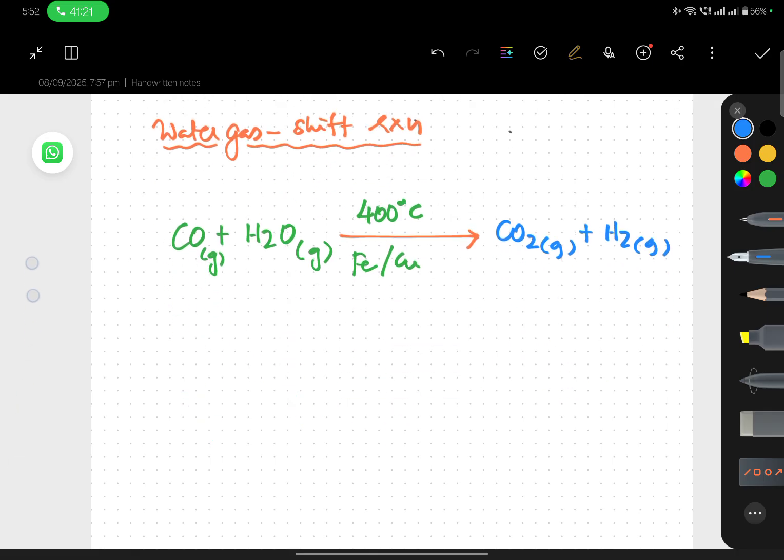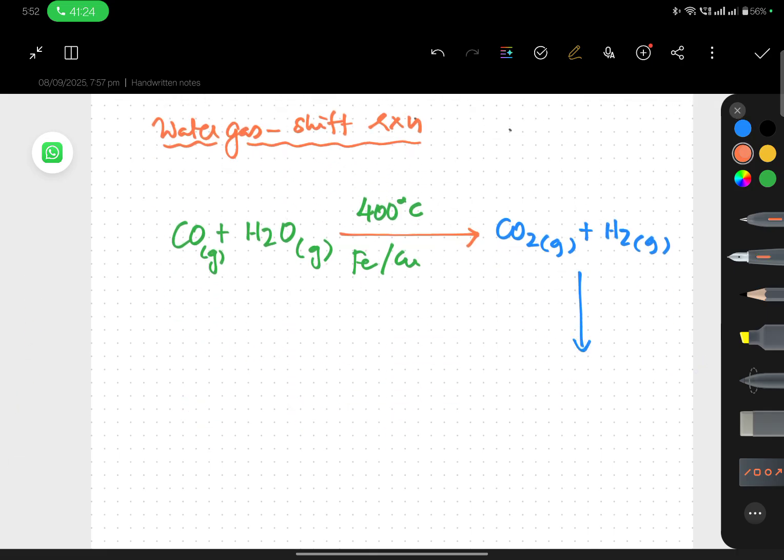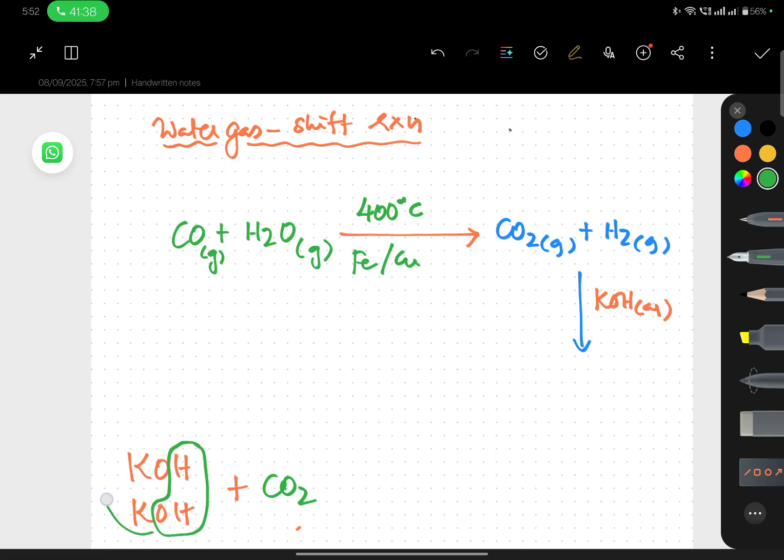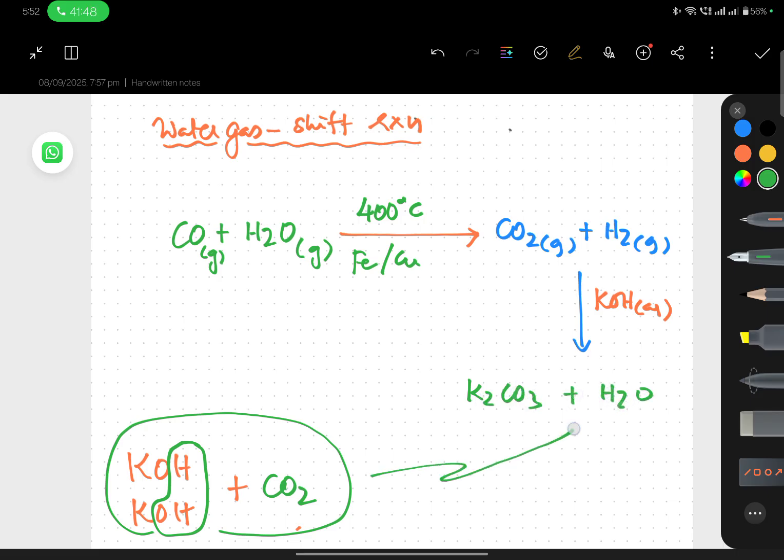So as soon as this carbon dioxide is formed, it will be treated with aqueous KOH. So remember, KOH plus CO2. See what happens. So the water molecule will go and this will form. So what is the product formed? K2CO3 plus H2O. So 2 moles of KOH with carbon dioxide give K2CO3. So hydrogen gas will be left over.